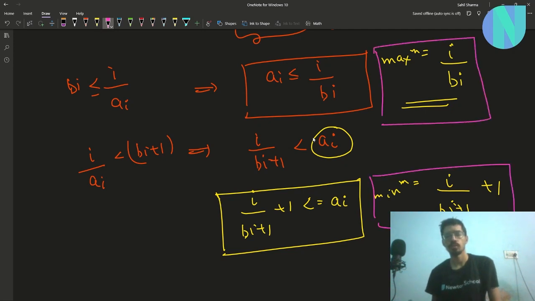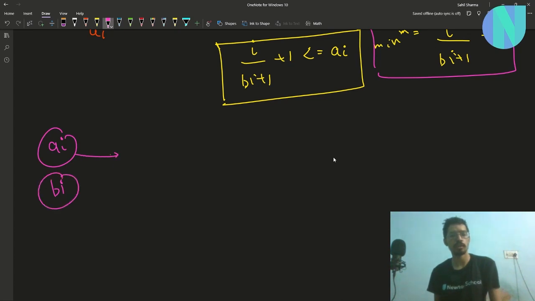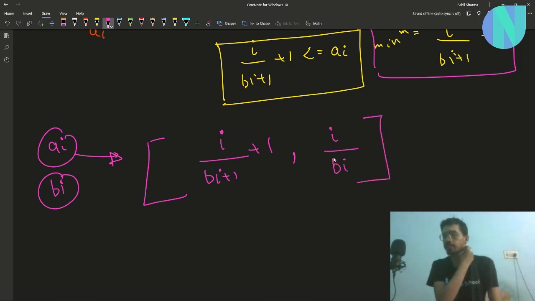So that's your lower bound. So for a given value b_i, the range of a_i lies between i over (b_i + 1), plus 1, and i over b_i. So that's the minimum and maximum value, and we can cover all the values in between. So now we will use this range to solve our problem.